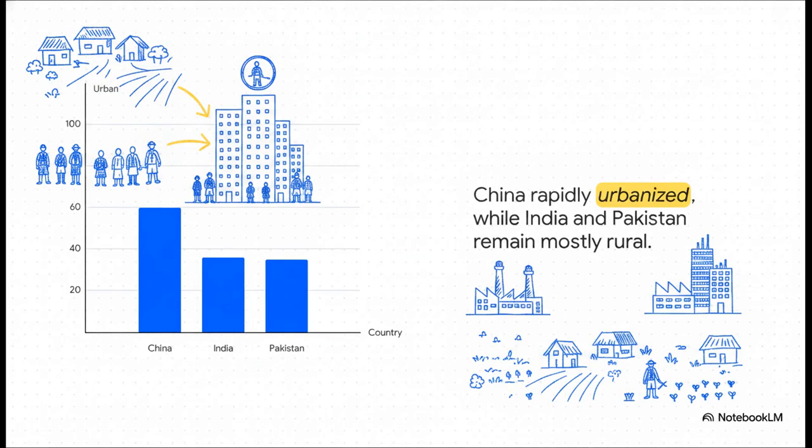Meanwhile, China took a radically different demographic path. You've probably heard of the famous one-child policy implemented in the late 1970s, which drastically slammed the brakes on their population growth. At the same time, they rapidly urbanized. They moved hundreds of millions of people out of rural areas and straight into high-productivity city jobs. This is a huge contrast to India and Pakistan, which both still have massive rural majorities heavily dependent on agriculture.